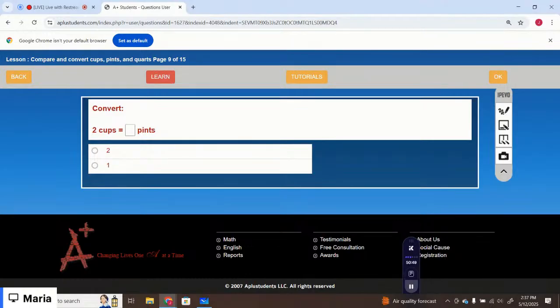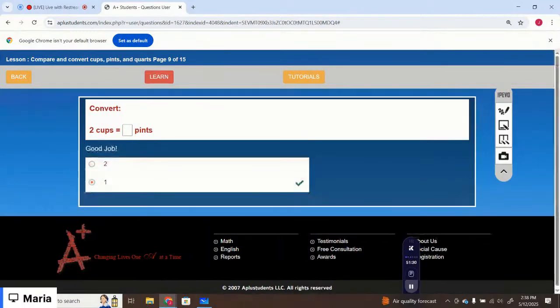2 cups equal how many pints? 2 cups equal 1 pint. Option number two is the correct option. 2 cups equal 1 pint. Option number two is the correct option.